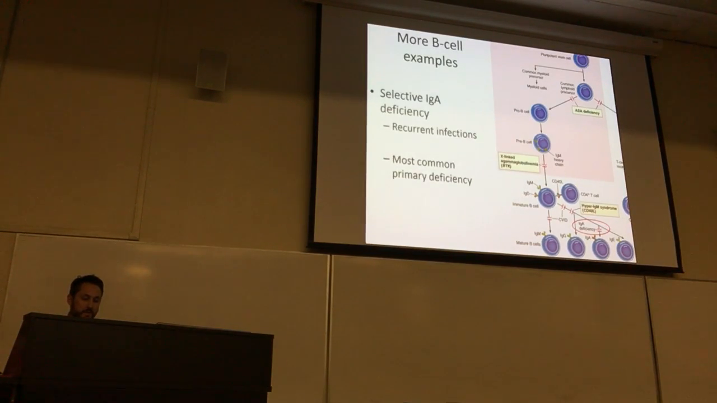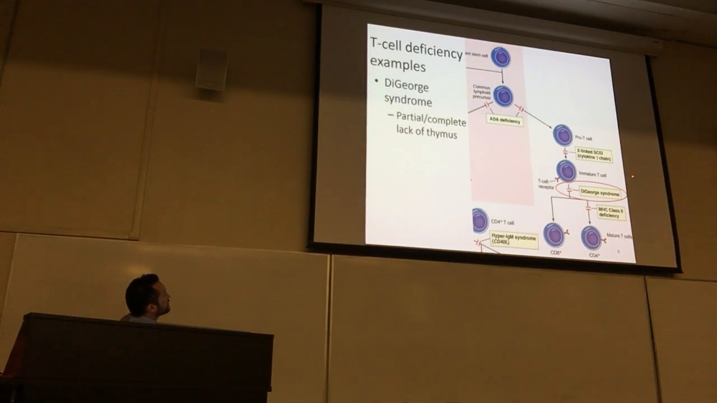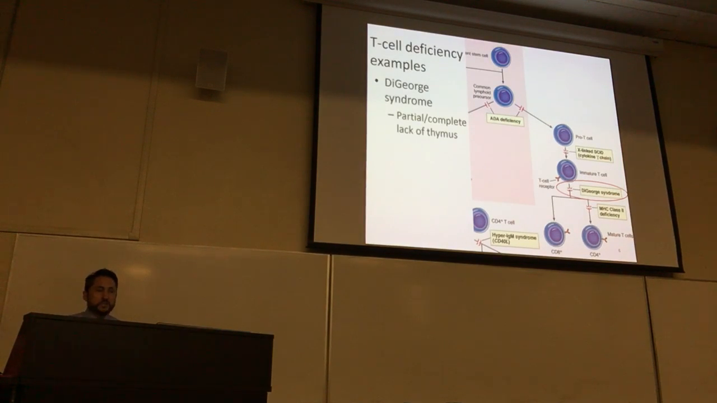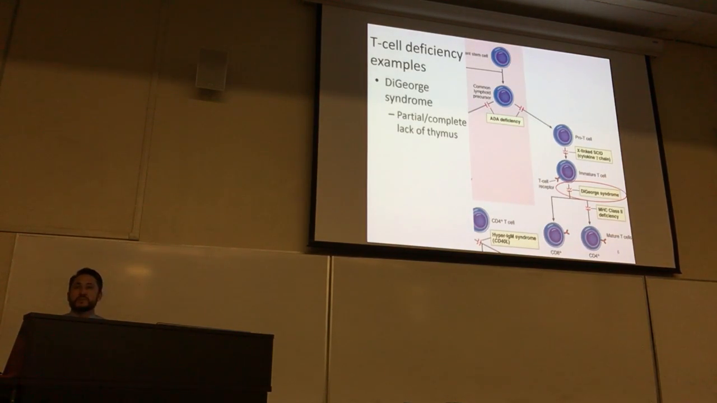All right, so the next one up is T cells. So if we go to the other side, we're going to look at the DeGeorge syndrome. This one right here. So the DeGeorge syndrome was described by pediatric endocrinologist Angela DeGeorge. And these patients have a partial or a complete lack of thymus. So they don't make any mature T cells. They're very prone to viral, fungal, or protozoan infections. They typically can fight bacterial infections just fine because they make a normal B cell.